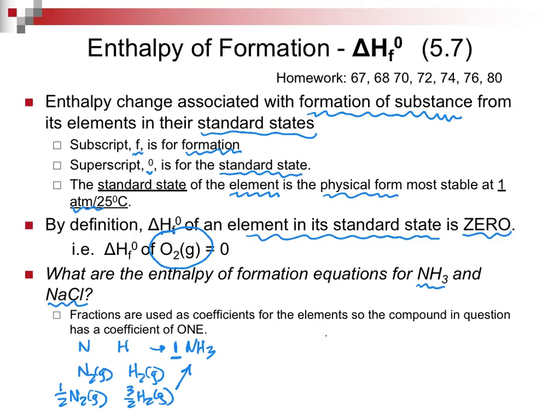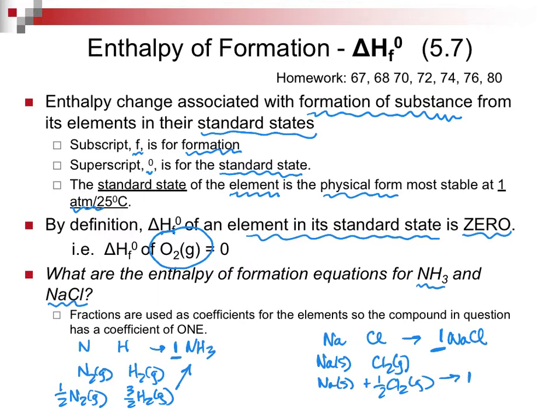So what if we have something like sodium chloride? It has sodium, it has chlorine, and it's going to make 1 sodium chloride. What is sodium in its standard state? It is a solid. What is chlorine in its standard state? It is the diatomic gaseous molecule Cl2. What do I need to do to write my equation? Well, I only have 1 sodium and I only have 1 chlorine. So if I were to write the enthalpy of formation equation, it would look like this. Again, I just can't think of anything easier in this entire section.